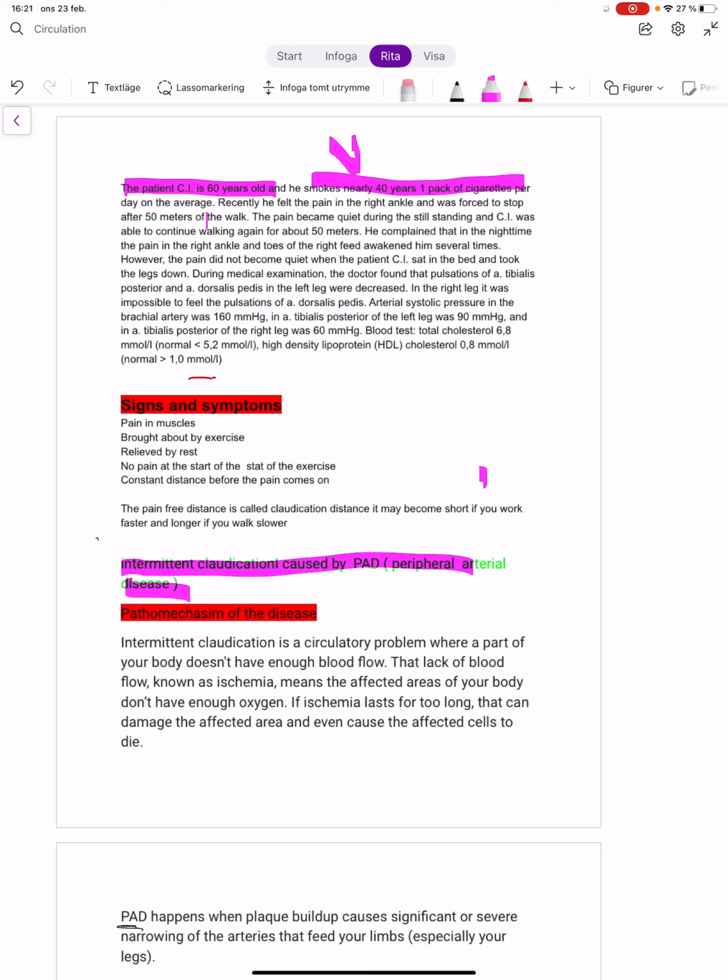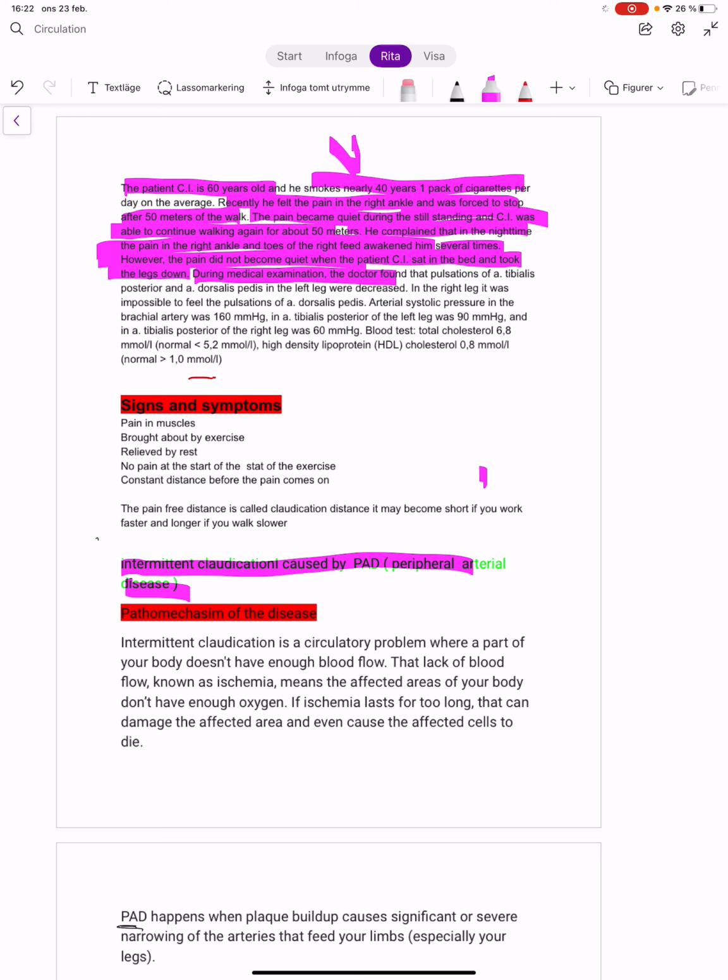Our patient recently felt pain in the ankle, which forced him to stop after a 50 meter walk. The pain became quiet during standing, and after a while he continued walking again for about 50 meters. He complained that at night he had pain in the right ankle and the toes, and this awakened him several times. However, the pain did not become quiet when the patient sat on the bed and took the legs down.